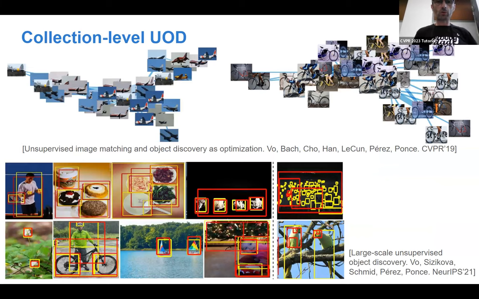And at the bottom you see example results in images compared to the ground truth, and the ground truth is in yellow. So on the right, you see failures.